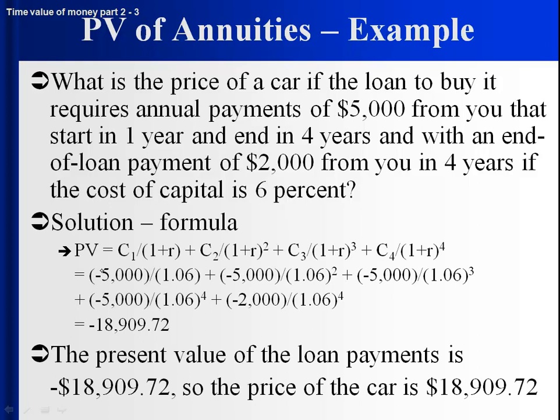And so if we go ahead and add up the regular payment in 1 year, 2 years, 3 years, 4 years, and the special extra payment in 4 years, we see that that's equivalent to paying $18,909.72 today, which means we got $18,909.72 today because the price of the car is $18,909.72.